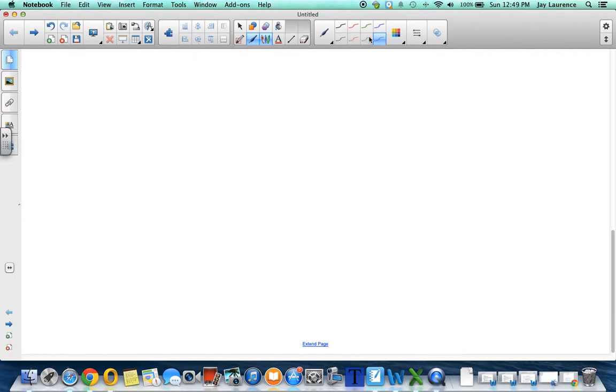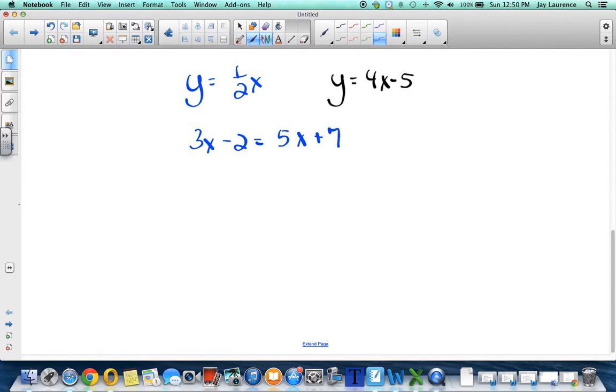Now, this is not always the case in a graph. Those produce linear equations, by the way. Remember we were graphing y equals 1/2 x, or we had the equation y equals 4x minus 5, or maybe even 3x minus 2 equals 5x plus 7. These are all linear equations.